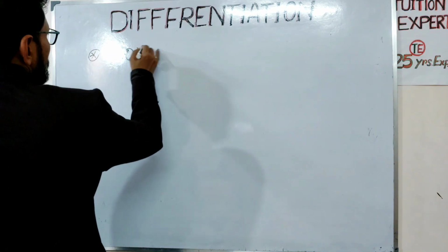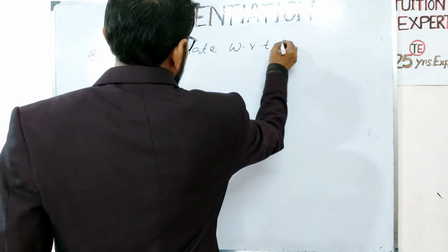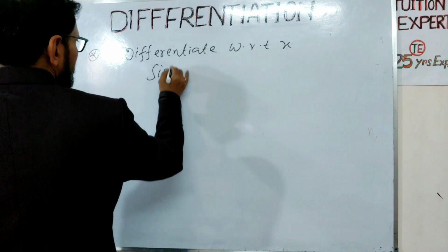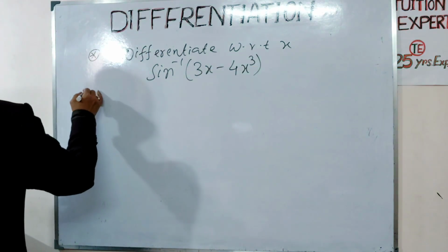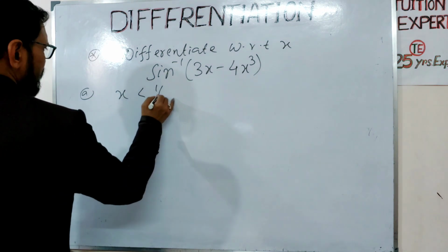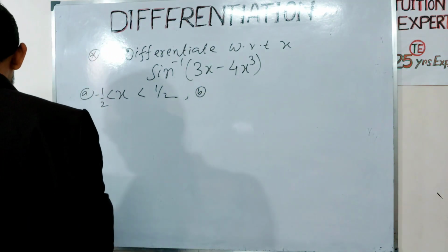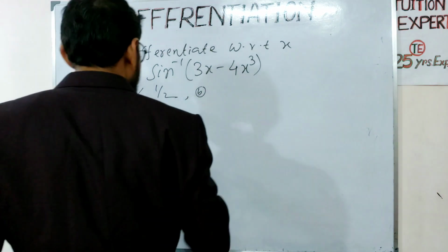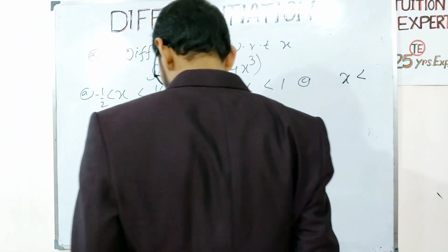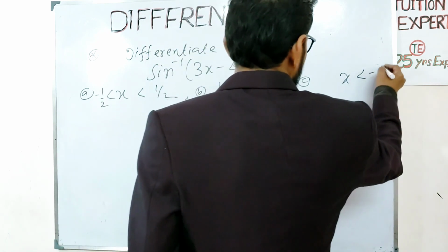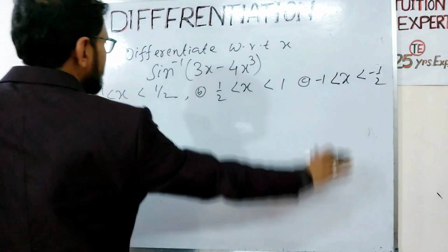Okay, differentiate with respect to x. Function is sin inverse 3x minus 4x cube. Three conditions here. Condition A: x less than half, greater than minus half. Condition B: x less than 1, greater than half. And condition C: x less than minus half, greater than minus 1. So for these conditions, find dy by dx. Okay.